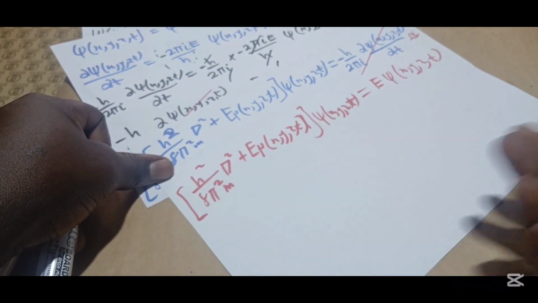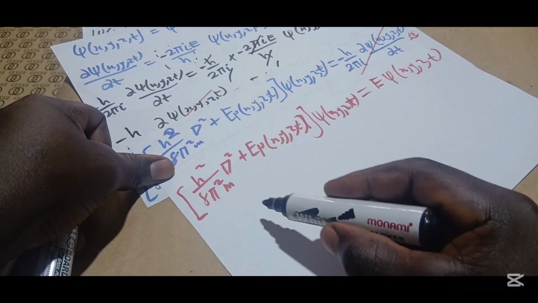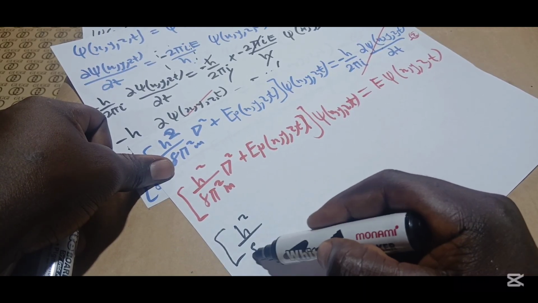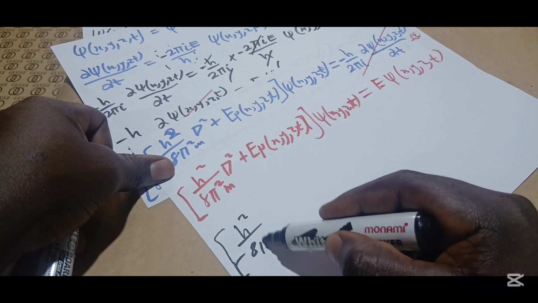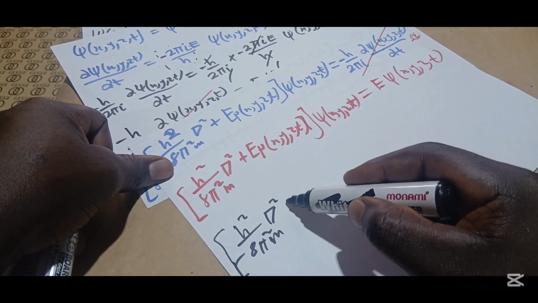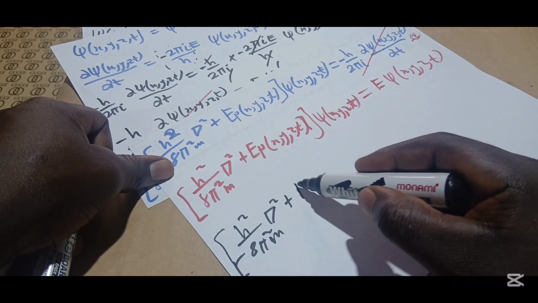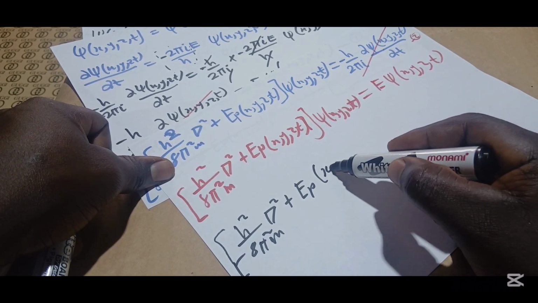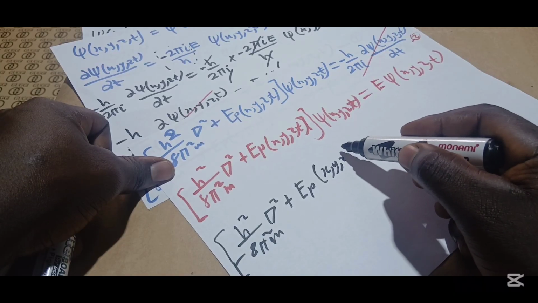So we have h squared over 8 pi squared m del squared. If the potential energy is no more changing with respect to time, then we are going to have x, y, and z here only, right?